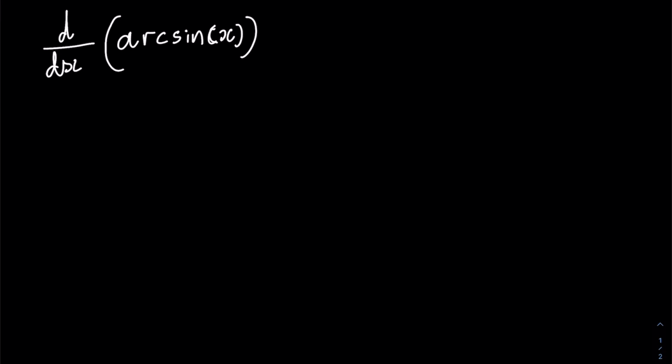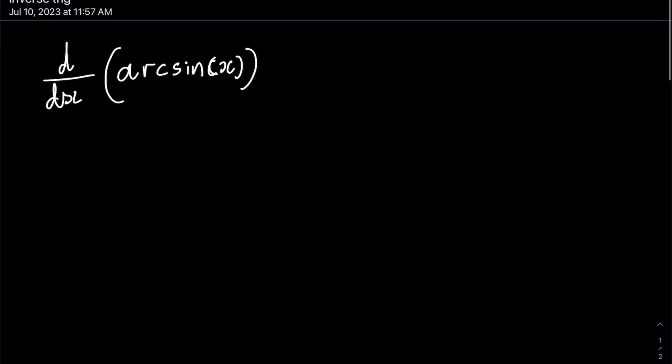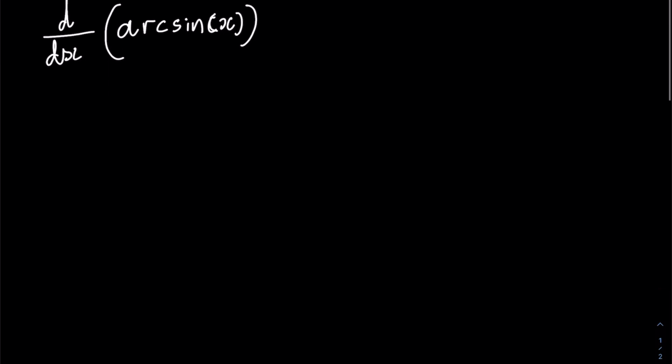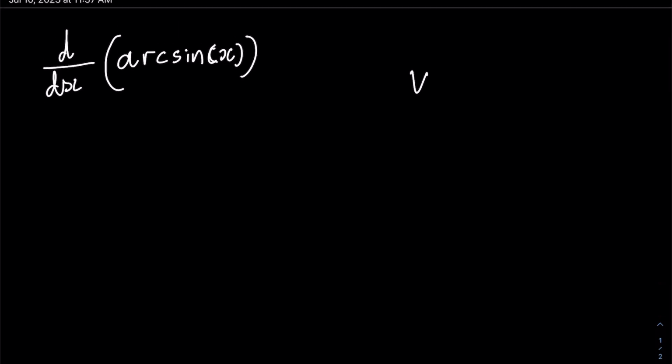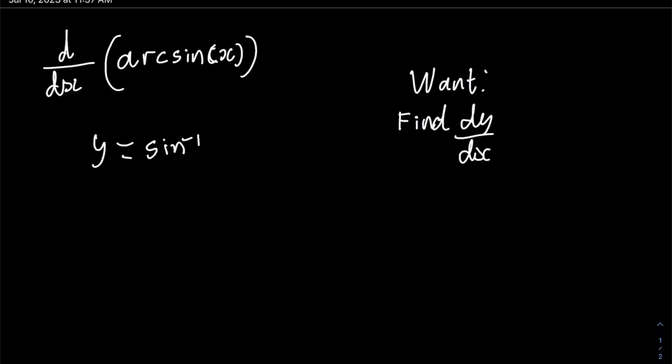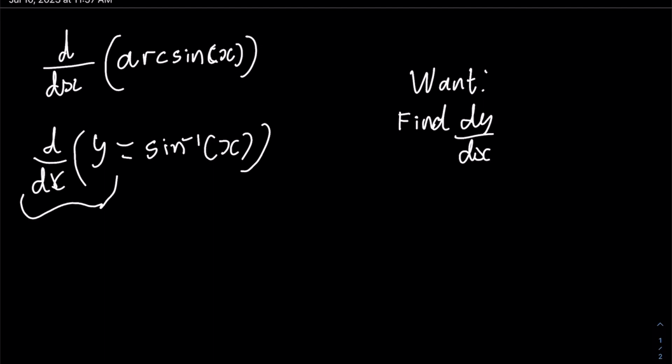What we'll be doing is using a key method, namely implicit differentiation. With implicit differentiation, we want to find dy by dx. We set up some function y, because we're often differentiating a function of y. So here y is the inverse sine of x, I can denote it as. And we want to find dy by dx, because by taking d by dx on both sides, on the left hand side we get dy by dx, and on the right hand side we get the derivative of the inverse sine of x with respect to x.